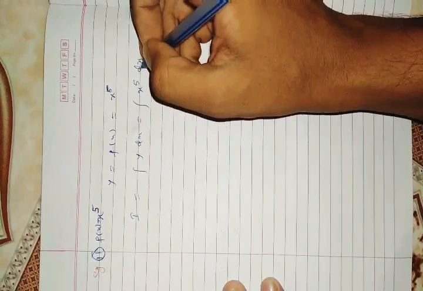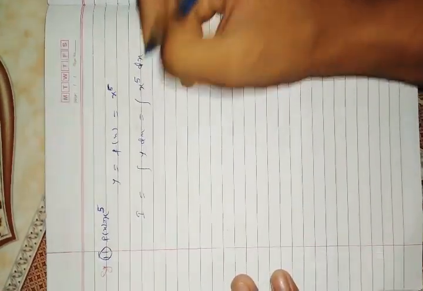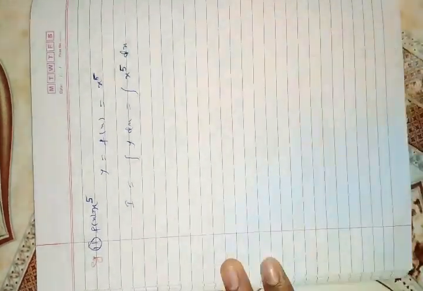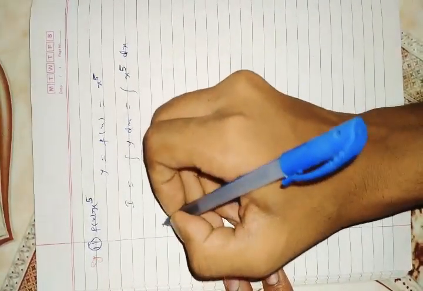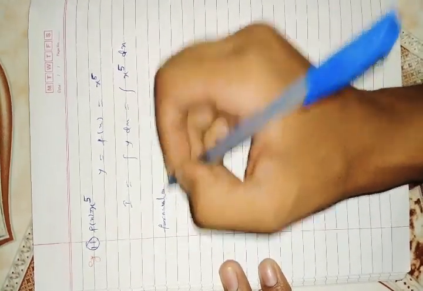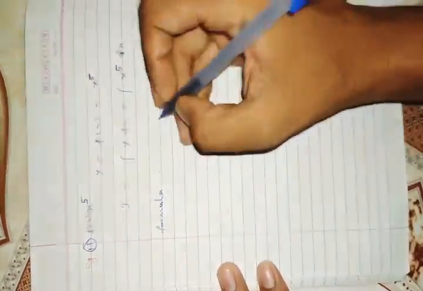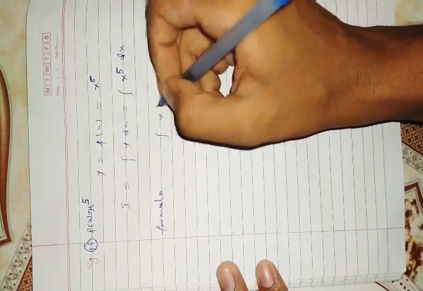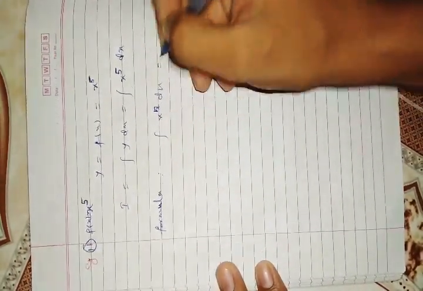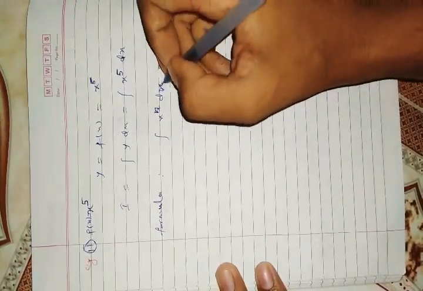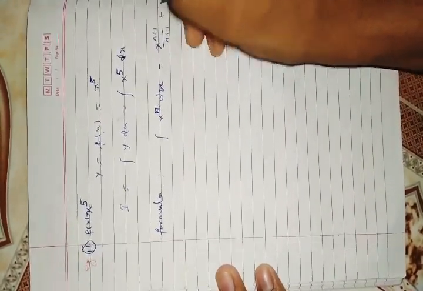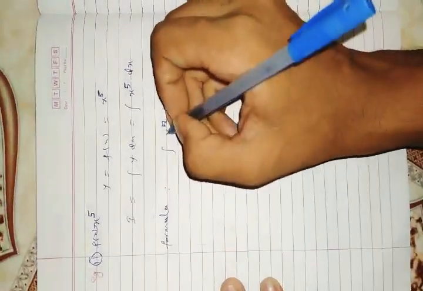So tell me, what is the formula we are going to apply in this, the same one which I have used earlier, x power n. So I am going to write down the formula, so we will recall. Integration of x raised to n dx equals x raised to n plus 1 upon n plus 1 plus c.